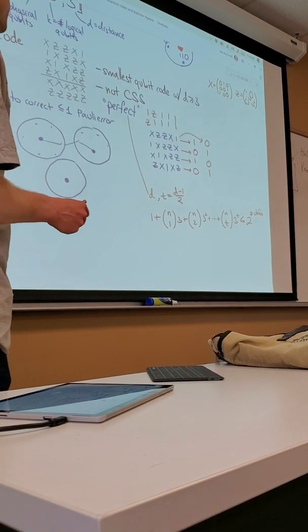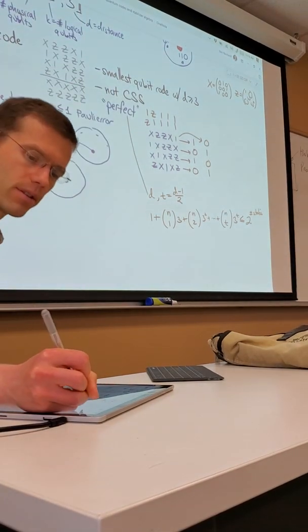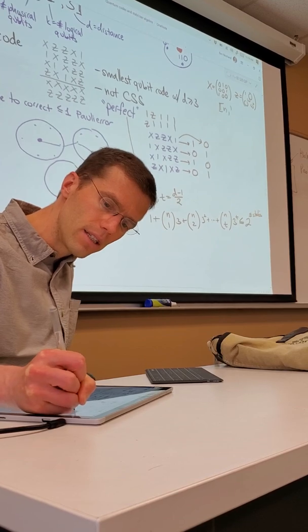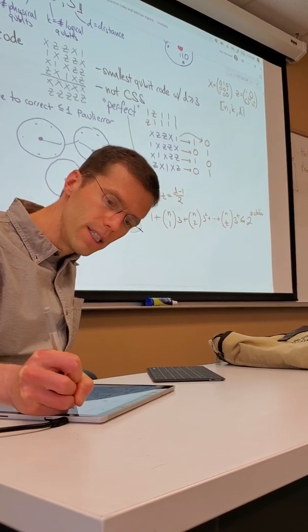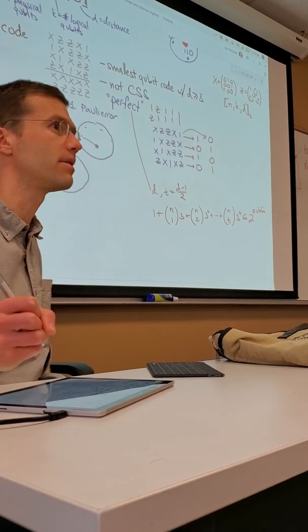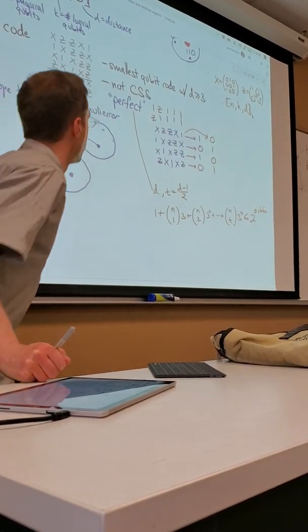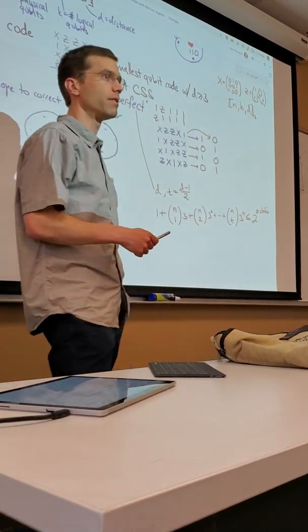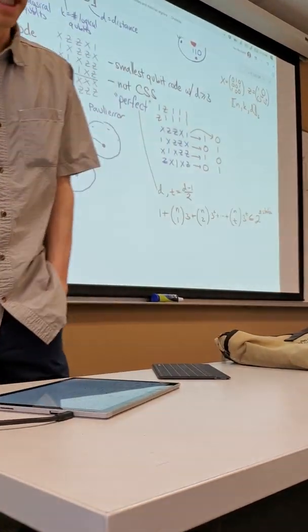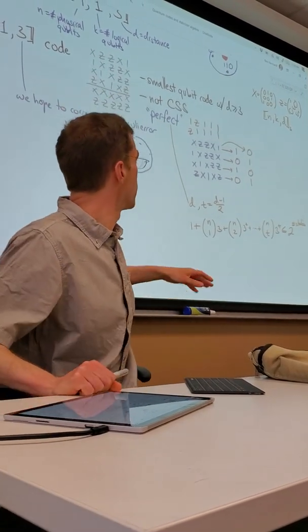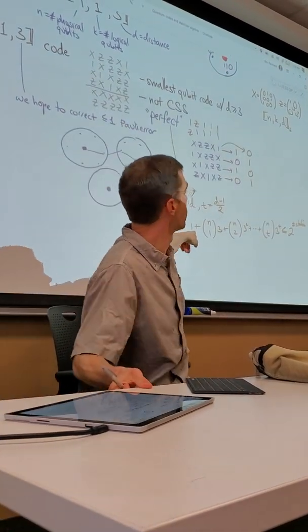But now the notation is going to be [[n, k, d]], and then I'll put a 3 here to indicate that the size of the system is 3 instead of 2. So if you don't see a subscript, it means it's qubits. If you see a subscript, then it's some higher dimensional system. And in this case, let's look at what this says.